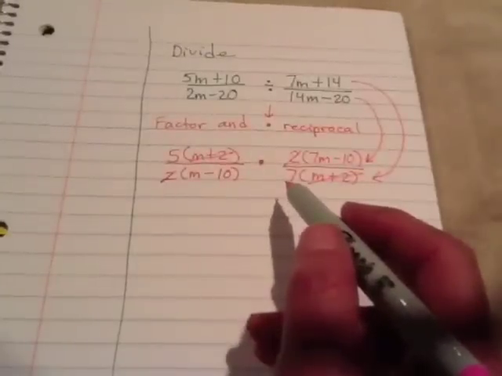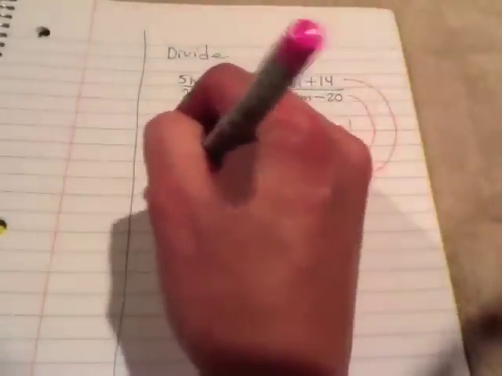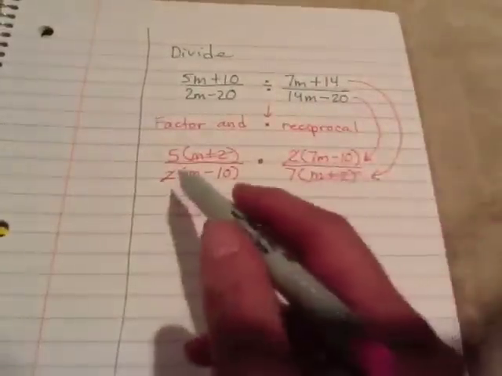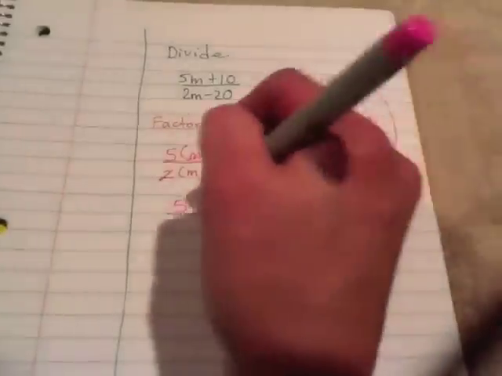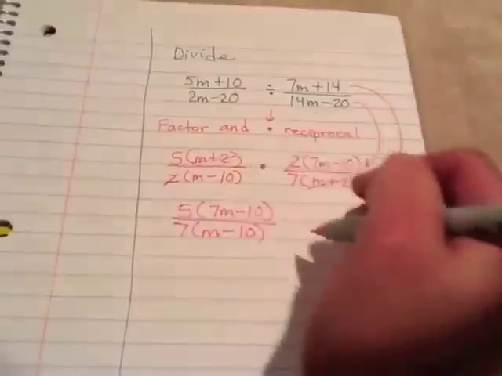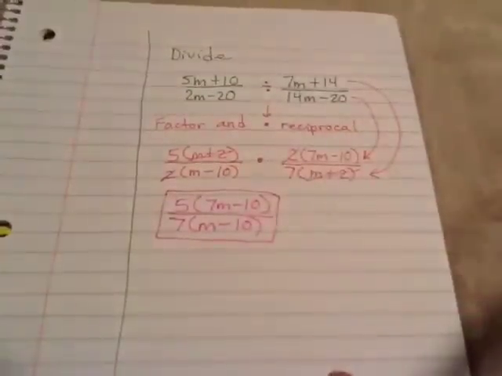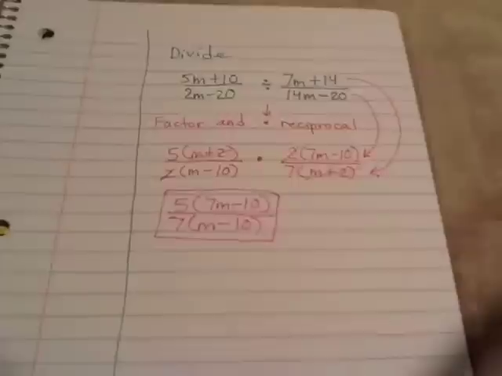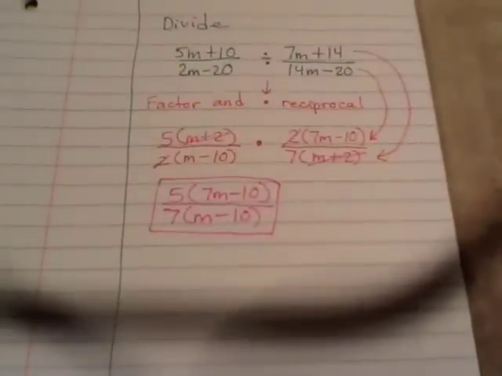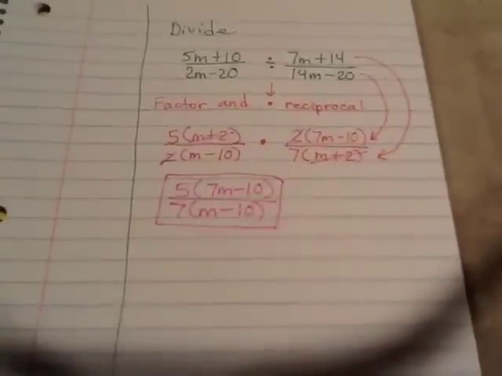So now I'm ready to go ahead and put everything together. So I have a 5 times (7m minus 10) over, 2 is gone, but I have a 7 here. So this monomial factor should go up front, (m minus 10). And this is my answer because nothing else simplifies here. And again, if I needed to, I could multiply it out if there were no matching answers and I was taking a multiple choice test. So just make sure that you aren't canceling things like this that look similar but aren't exactly the same.